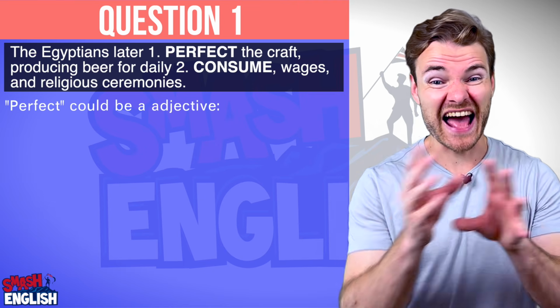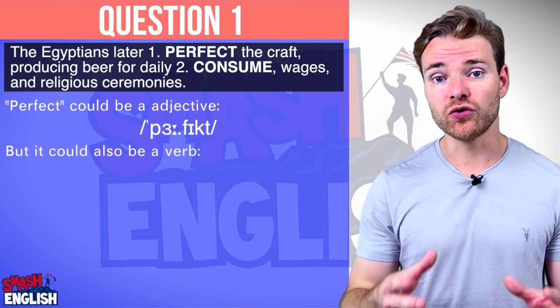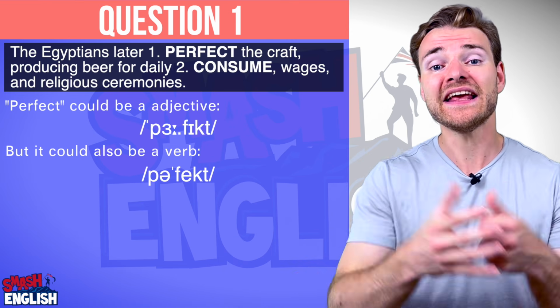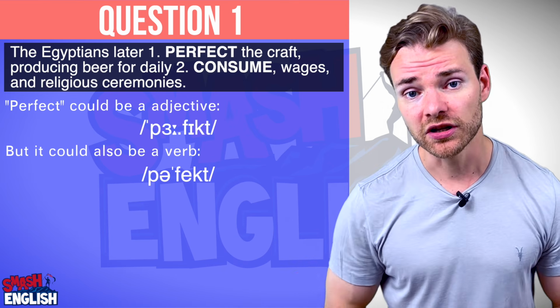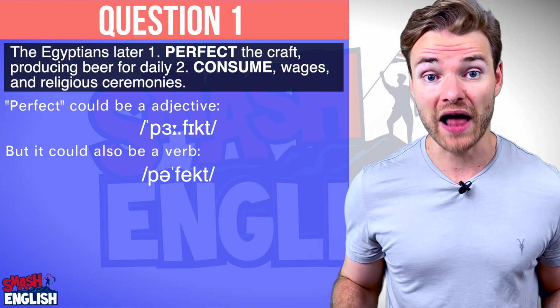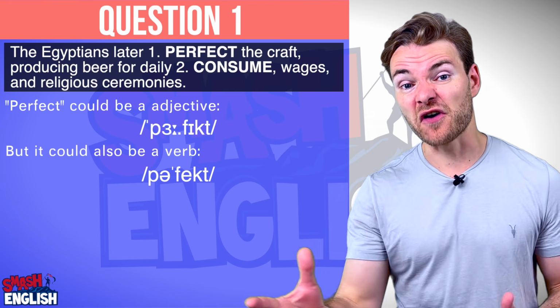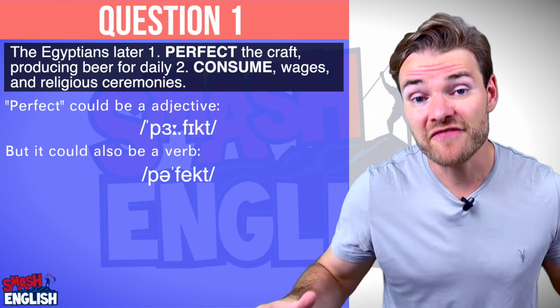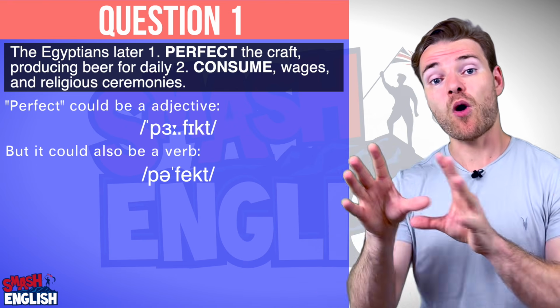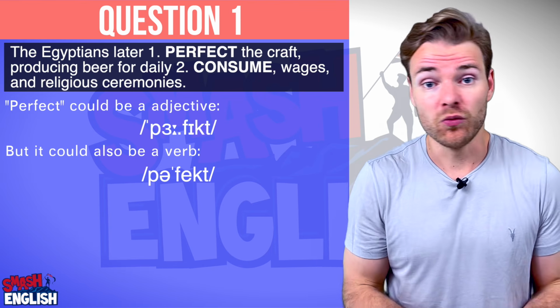What type of word is perfect? Well, it could be an adjective, perfect, or it could be a verb, to perfect. The spelling is the same, but the pronunciation is different. And what type of word do we need in our space? Well, we have our subject, the Egyptians, followed by an adverb, later, then we have our space, and then our object, the craft. So, in this sentence, what are we missing?